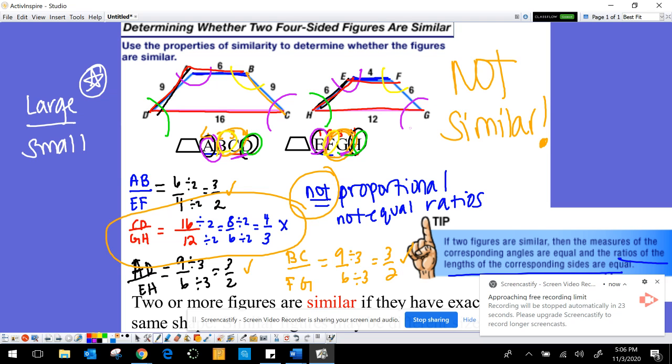So corresponding sides and corresponding angles in similar figures would be the same, but because these are not similar, that would not work. But I wanted you to have an idea of how angle relationships work as well.